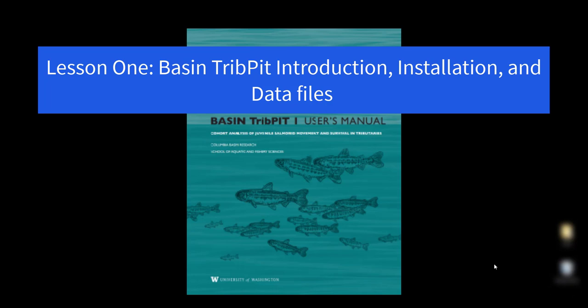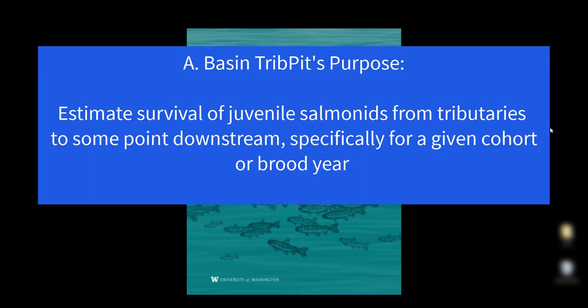Basin TribPit is a program created by Columbia Basin Research at the University of Washington School of Aquatic and Fishery Sciences with funding provided by the Bonneville Power Administration. Basin TribPit is specially designed to estimate survival of juvenile salmonids from tributaries to some point downstream, such as an instream PIT tag array or a dam on the mainstem river.